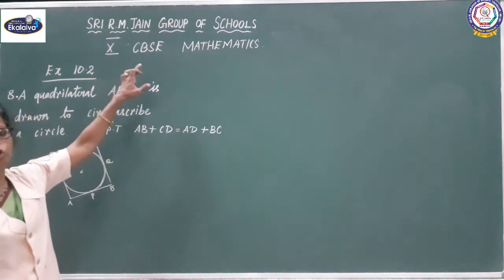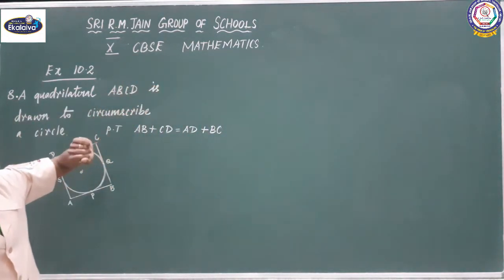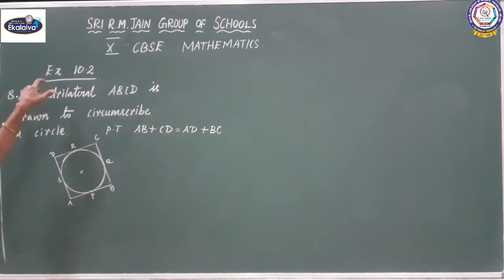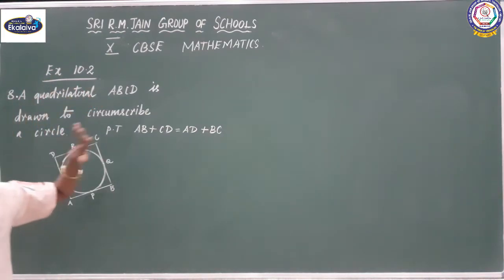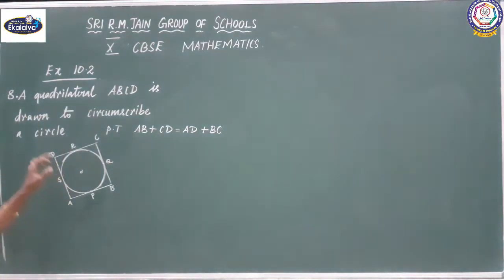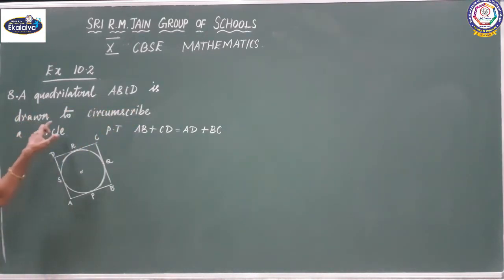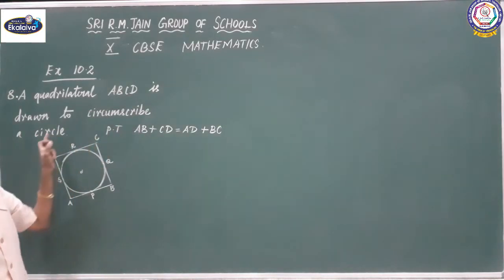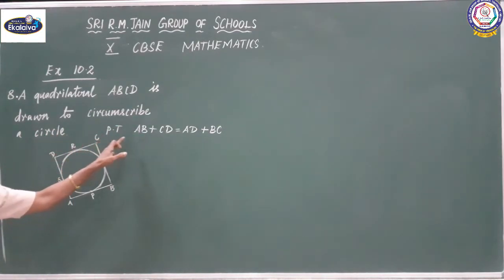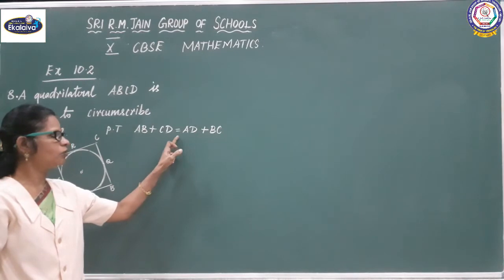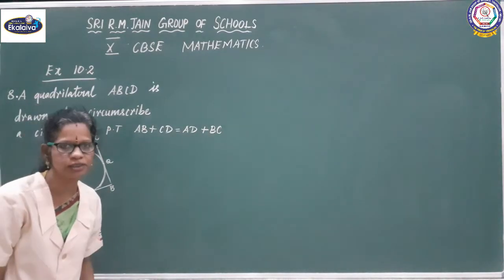Standard 10, Board CBSE, subject Mathematics. Chapter Circle, in that exercise 10.2, question number 8. Already we have completed up to 7 questions. Now we are going to pass to the 8th question, that is a quadrilateral ABCD is drawn to circumscribe a circle. Prove that AB plus CD equal to AD plus BC.